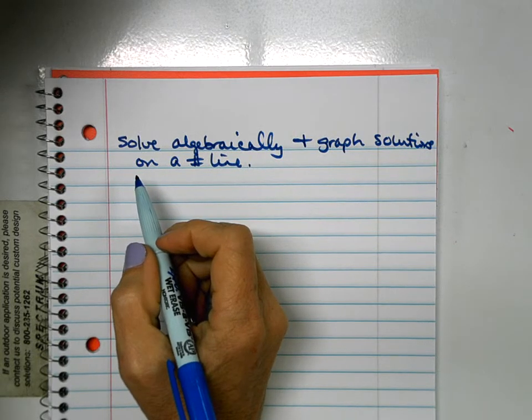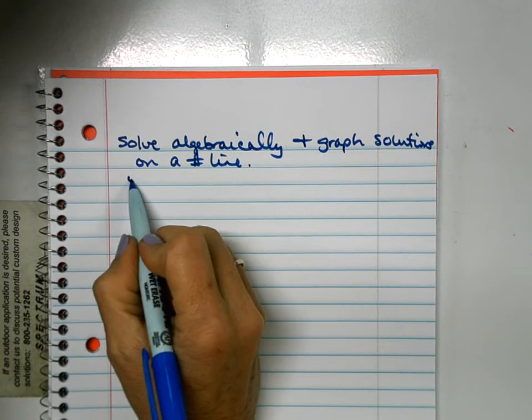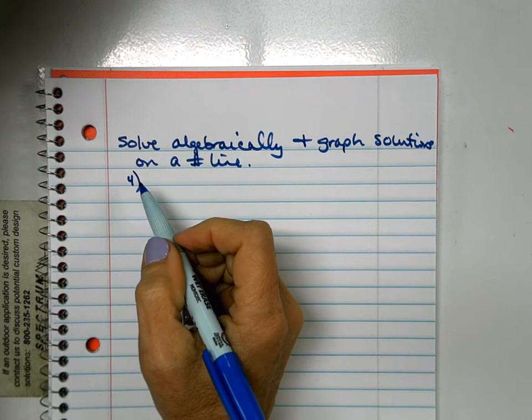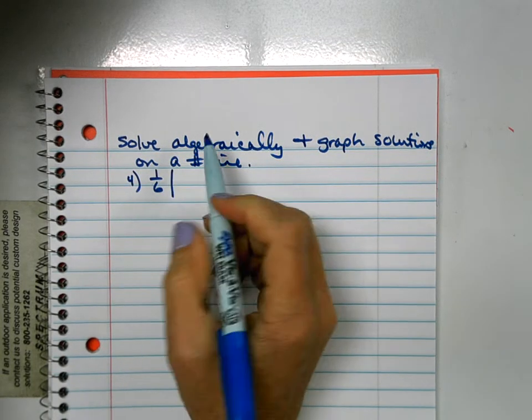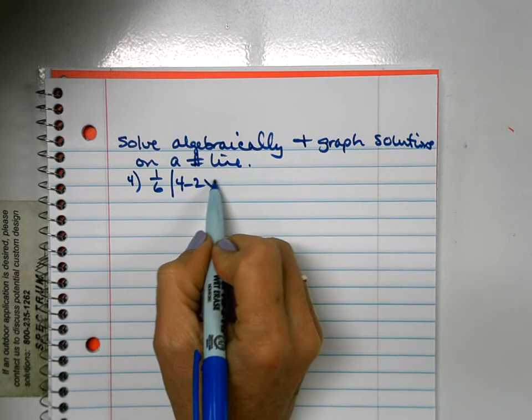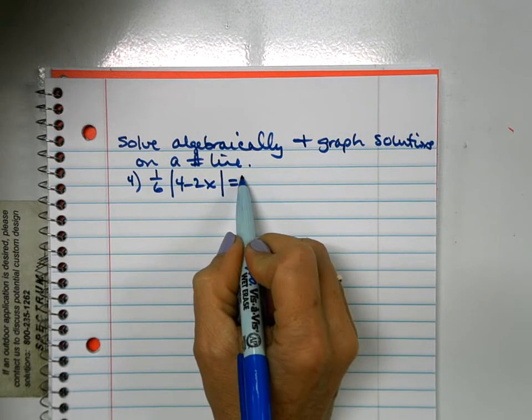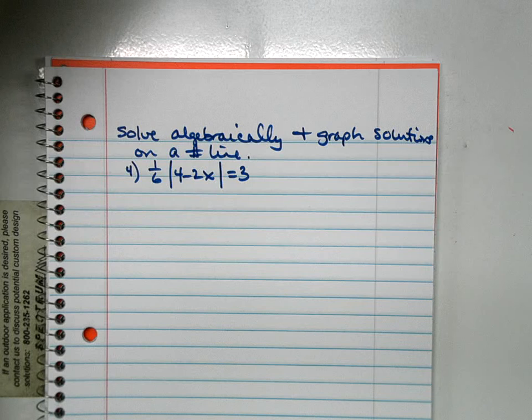Number 4? Okay. So number 4, here's the problem. 1/6 absolute value of 4 minus 2x equals 3. Okay, so we're going to solve this just like we did the other, but now they're not telling us f and g, and we don't have to graph those. All right, so first thing is isolate that absolute value.